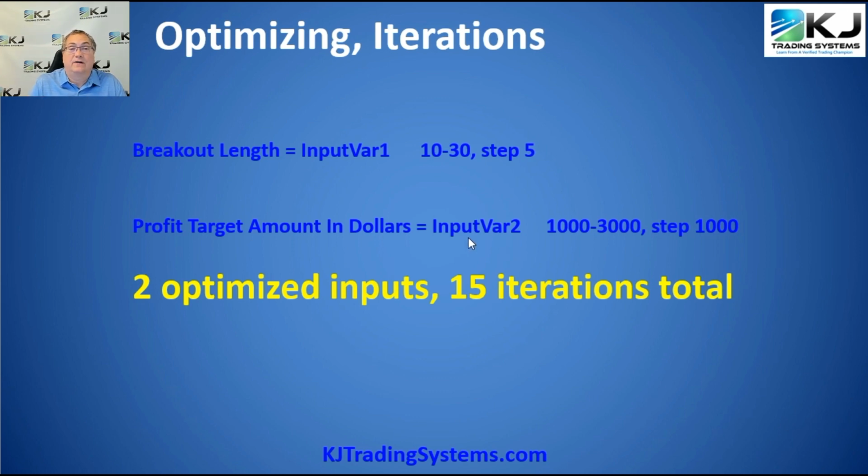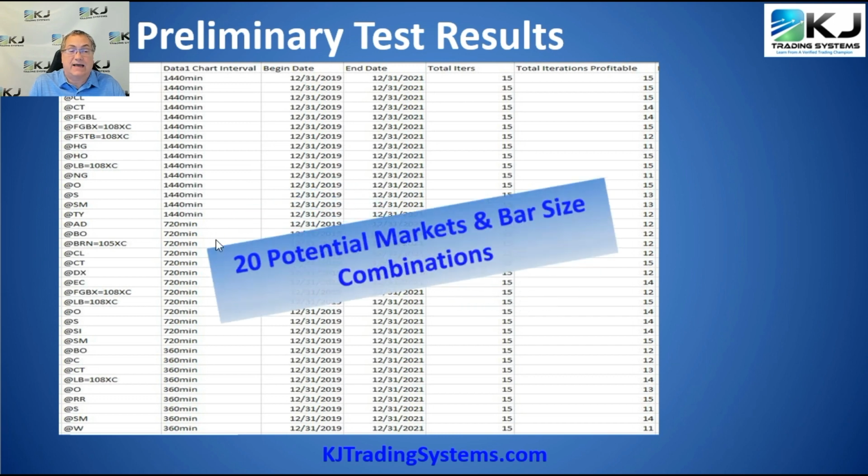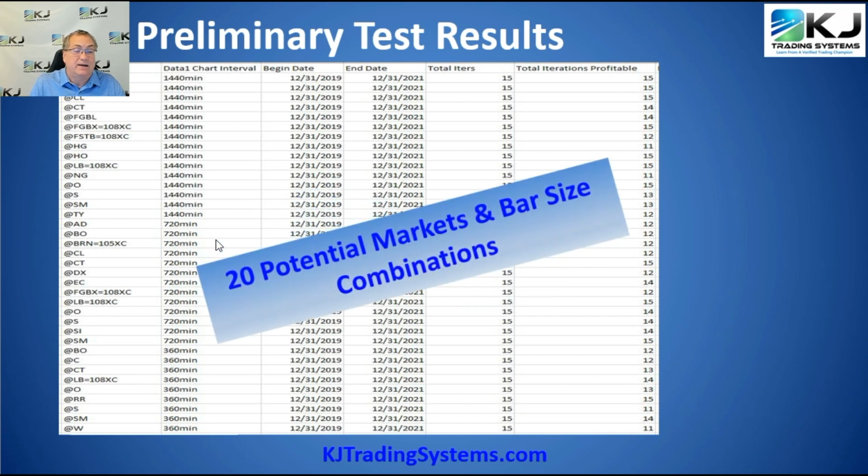Let's see how it does in some limited testing. I like to test over 2 years. This test ran from the end of 2019 to the end of 2021, and you can see all the results that passed that test. It's a lot of different markets, a lot of different bar sizes. Altogether, there were 20 different markets, and when you add in the bar sizes, the combinations really add up. Of course, this is just a 2-year test, and it's just to give you an idea if things are good.